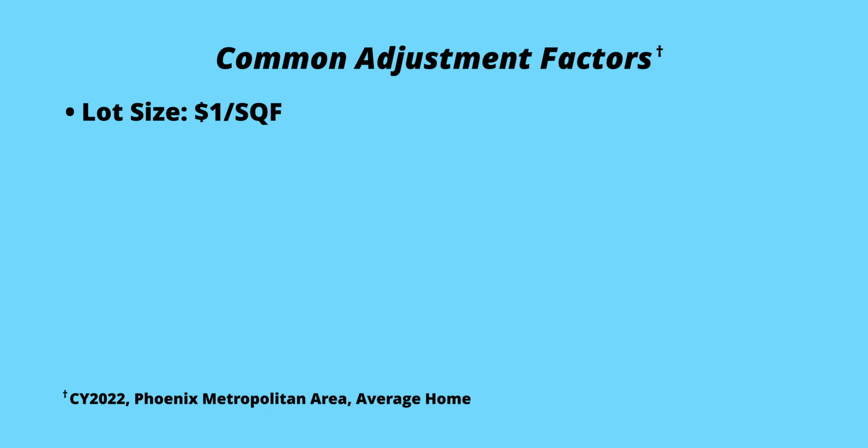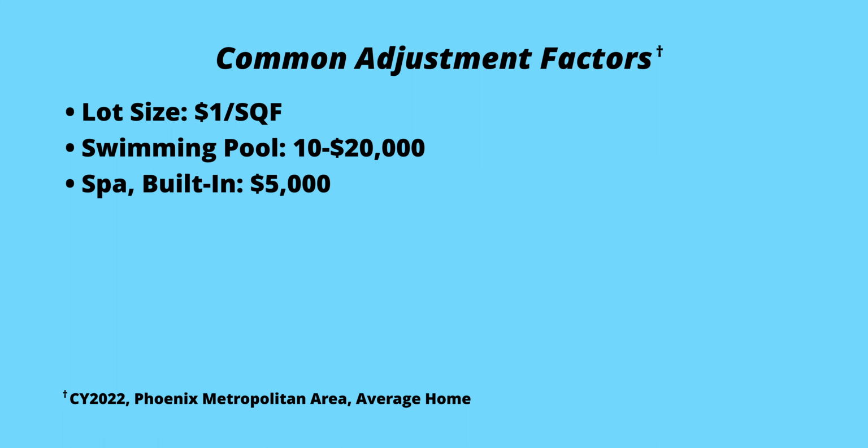Lot size: $1 per square foot for buffer space. Swimming pool: somewhere between $10,000 and $20,000 depending on the home's value and how elaborate the pool. Many of you will be surprised by this low value. If you've ever been involved in the construction of a pool, you know they can cost much more. Spas: built-in, $5,000. Above ground, $2,500.